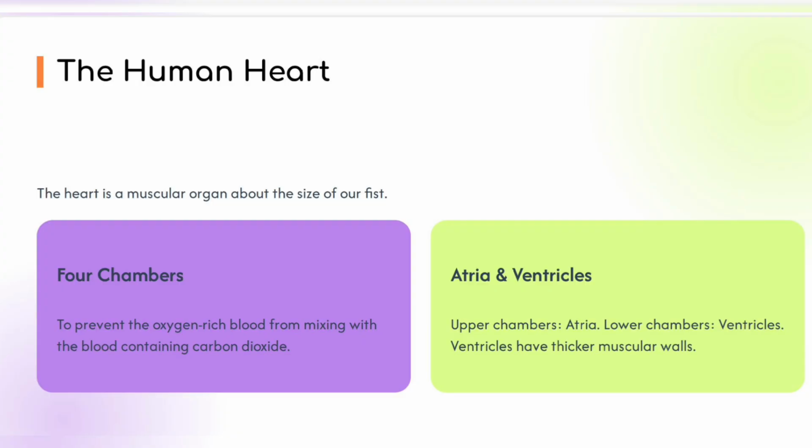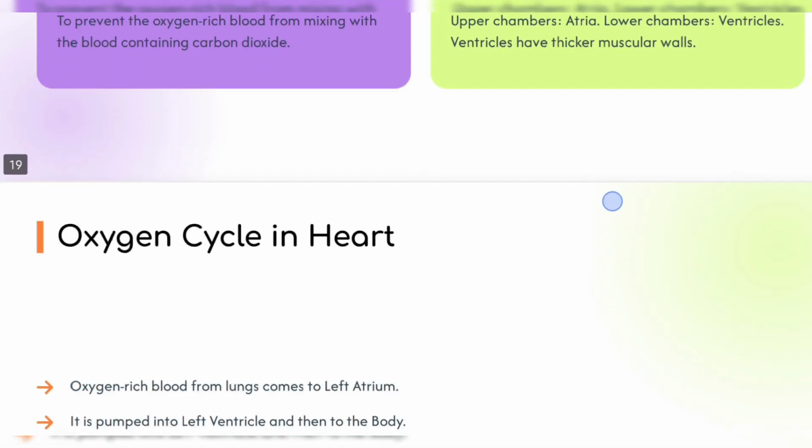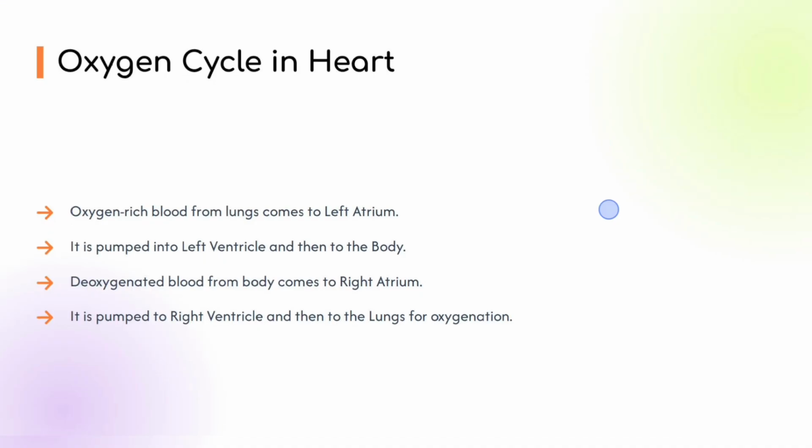The upper two chambers are called atria, they receive blood, and the lower two chambers are called ventricles, they pump blood out. Ventricles have thicker muscular walls because they have to generate more pressure to push blood to distant parts of the body. And next we will study the oxygen cycle in the heart.